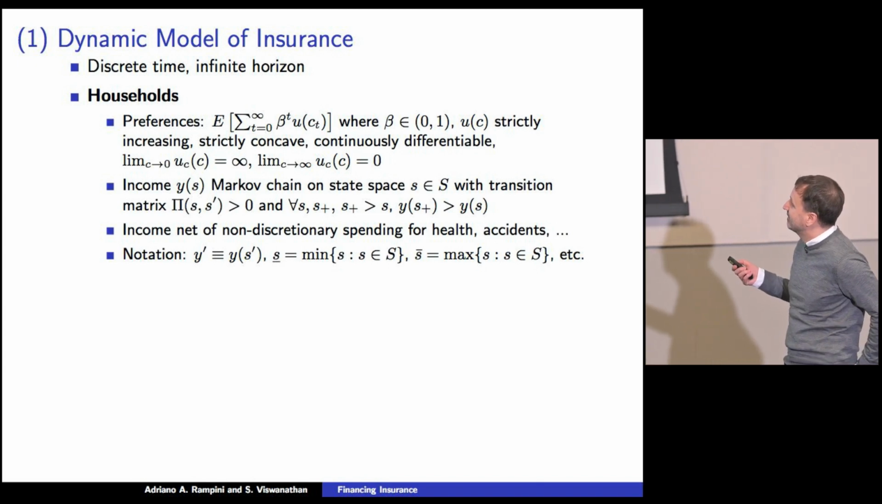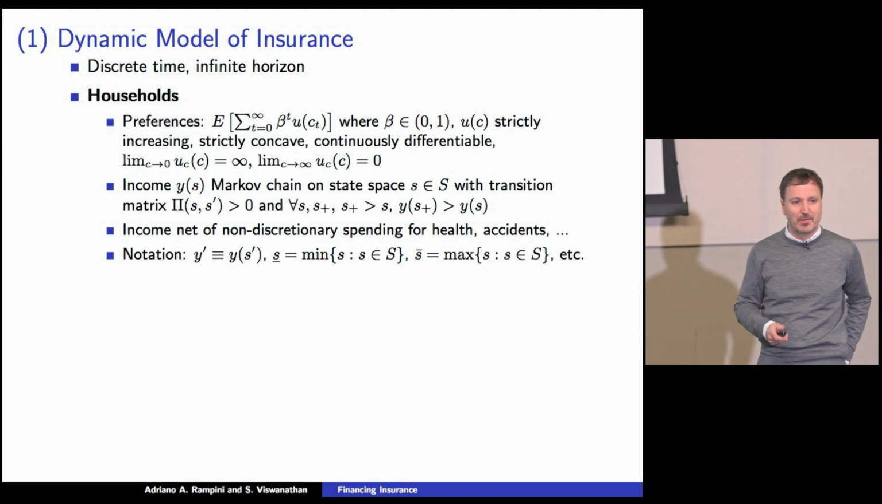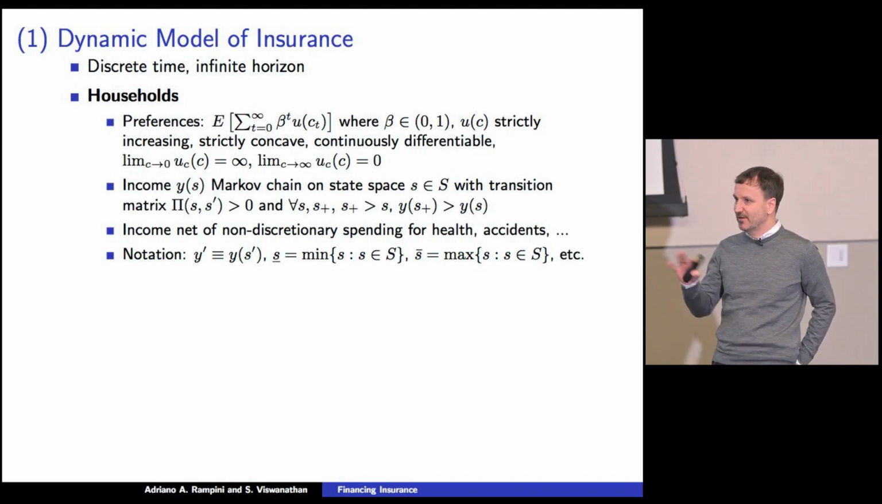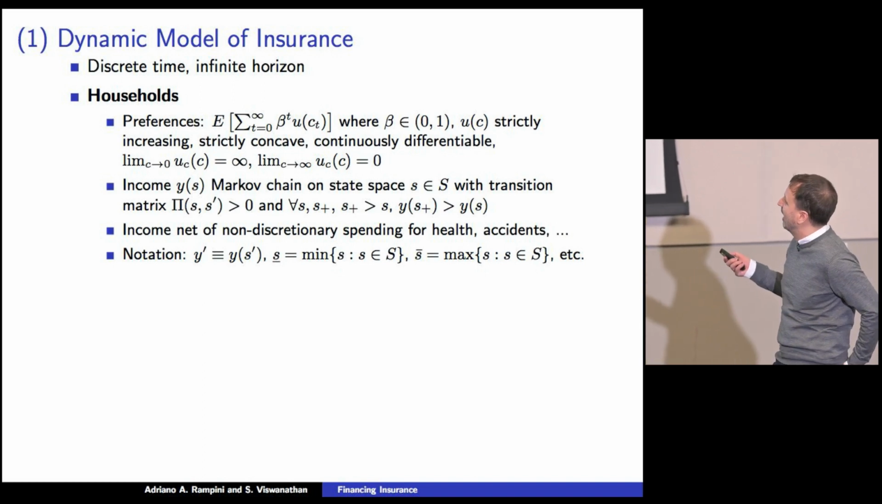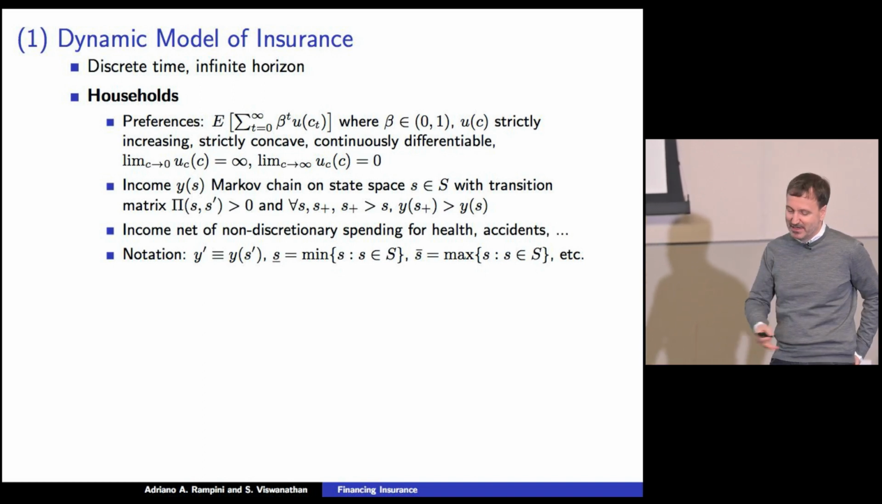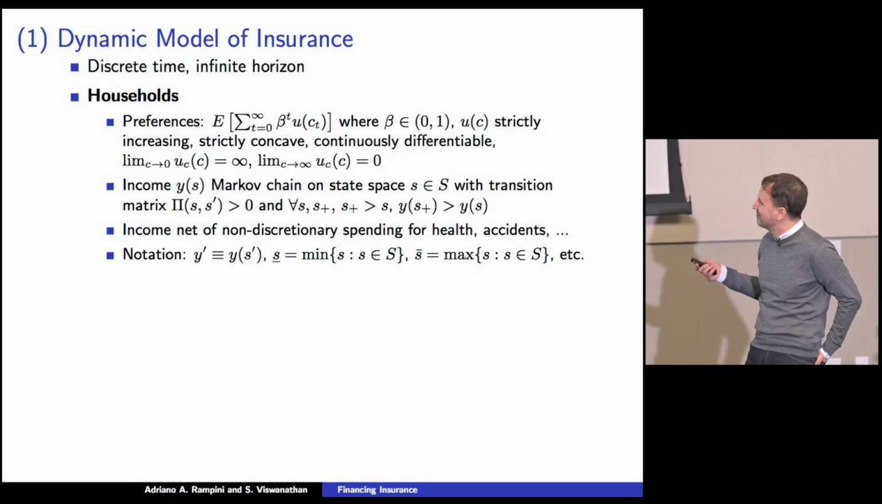There's going to be households. They have standard time separable preferences. I'm going to assume just risk aversion, no other assumptions on the curvature, and some other conditions, just because I don't want to deal with corners.